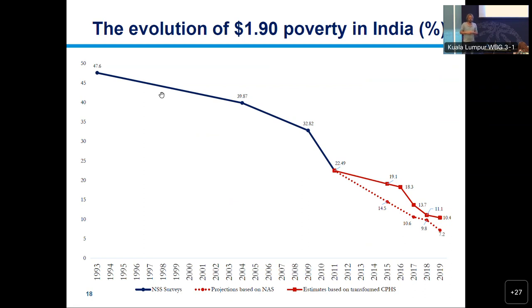It doesn't make a whole lot of sense given other data sources that probably would have gone up between 2011 and 2017. It arguably hasn't come down as much as the estimate suggests, but it's very hard to explain an increase in poverty in an environment where you have sustained positive economic growth.